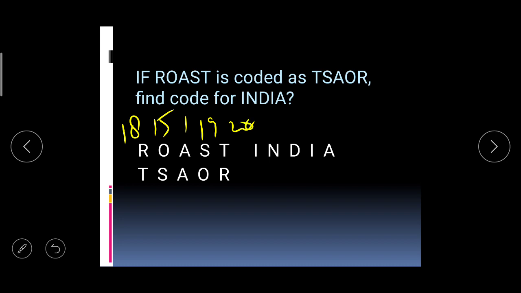Okay, let's write down the data for this. 20 for T, 19 for S, 1 for A, O 15 and R is 18.